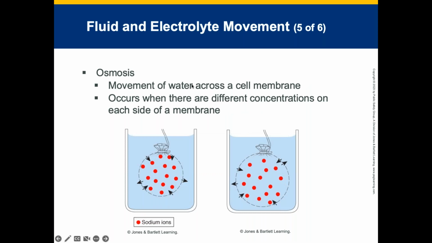Osmosis is the movement of water, not a gas, but of water across a cell membrane. This occurs when there are different concentrations on each side of the membrane. Increasing the concentration of sodium in the extracellular fluid decreases the water in the fluid. The water then moves out of the cell to create a balance of water molecules and to dilute the increased concentration of sodium. All right, this is where osmotic pressure comes in.